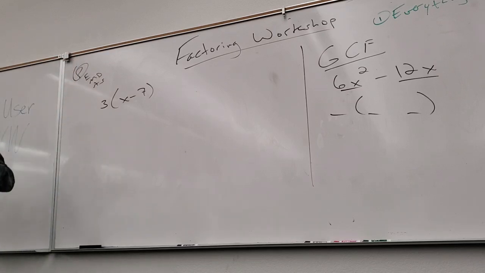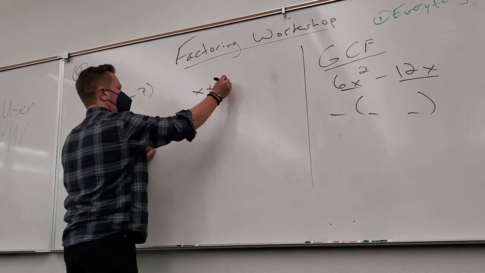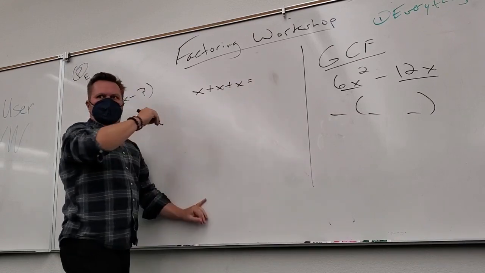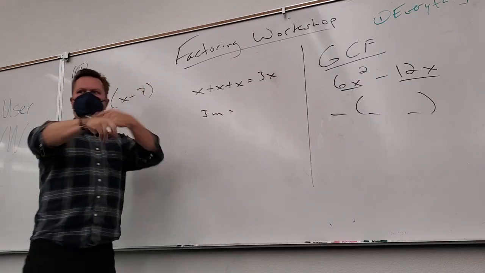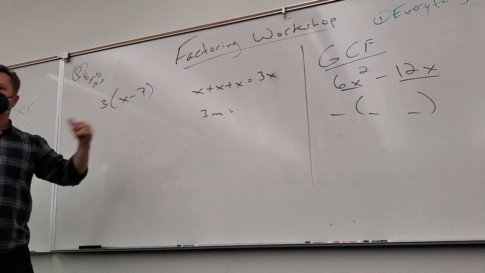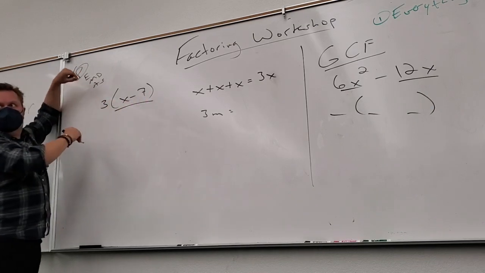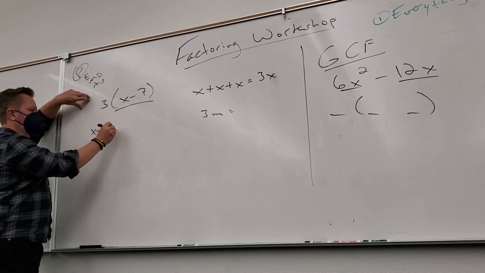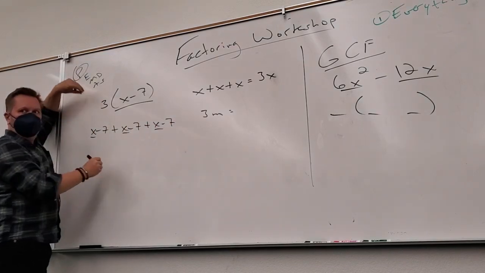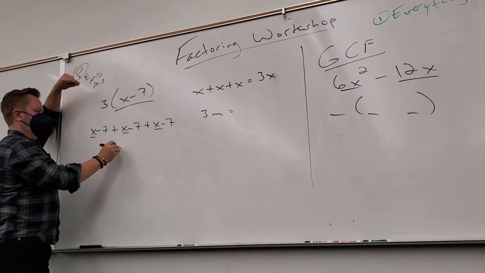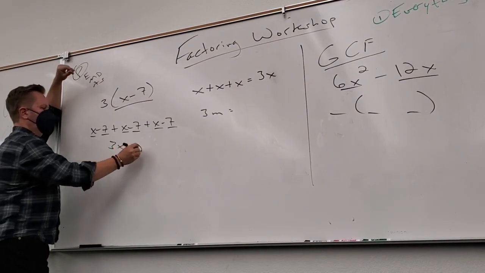But we know what multiplication means. Can somebody remind me, what is x plus x plus x, for example? 3x. So if I see 3m, how can I rewrite that? m plus m plus m. What do I see here? 3 whats? 3 x minus 7s. So if I wrote x minus 7 plus x minus 7 plus x minus 7, get your like terms together, what do you get? 3x minus 21. So what's the shortcut?